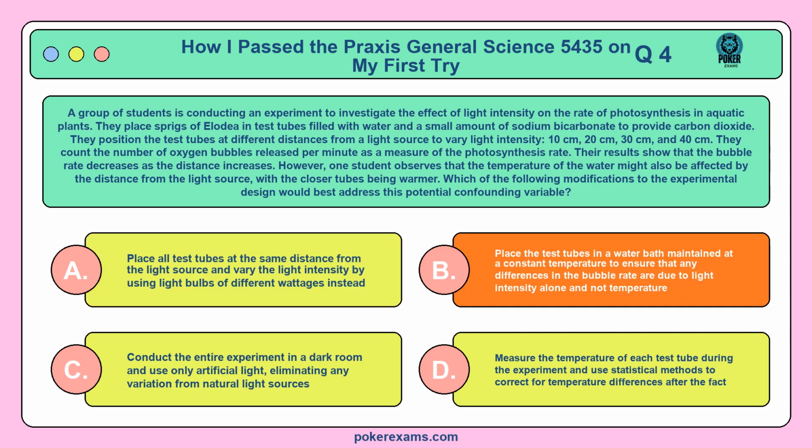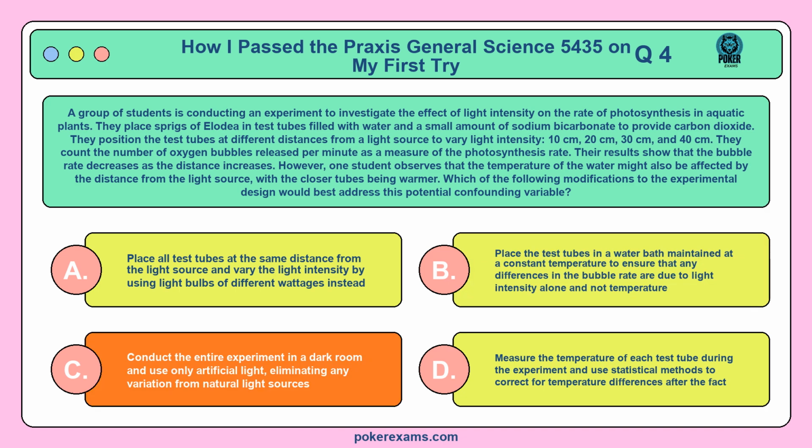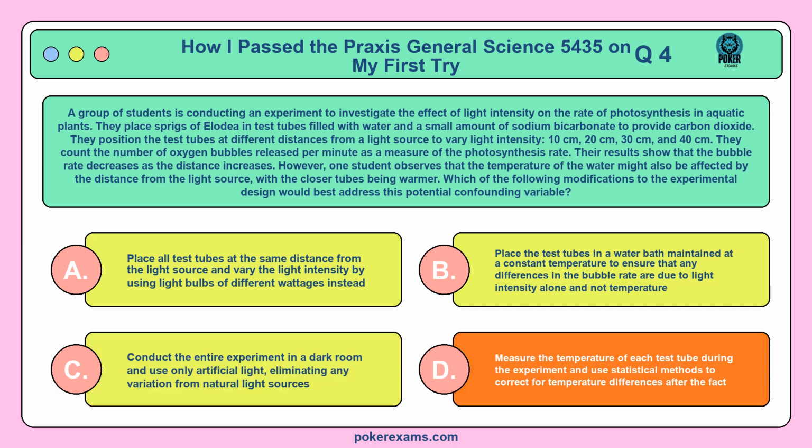B. Place the test tubes in a water bath maintained at a constant temperature to ensure that any differences in the bubble rate are due to light intensity alone and not temperature. C. Conduct the entire experiment in a dark room and use only artificial light, eliminating any variation from natural light sources. Or D. Measure the temperature of each test tube during the experiment and use statistical methods to correct for temperature differences after the fact.